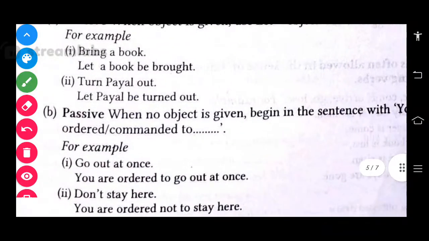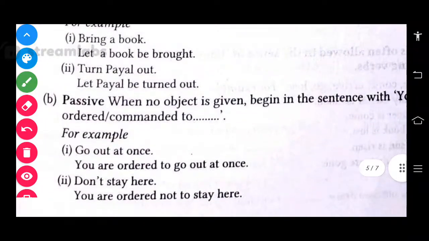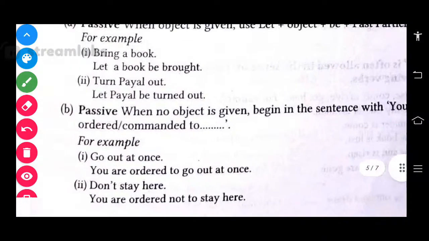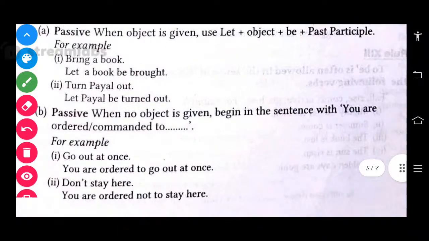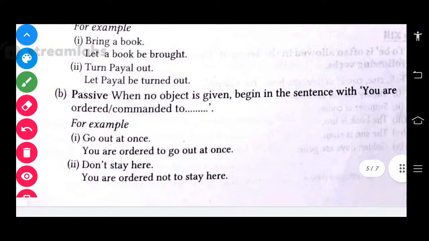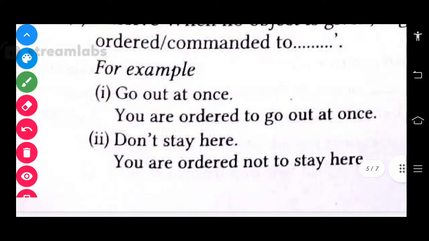Okay, right? See passive, when no object is given, begin the sentence with you are ordered or you are commanded to, you are requested to, you are commanded to. So go out at once means it's a request. Get out means order, it's a command. But go out at once means that you are requested to go out at once, because it's a request.